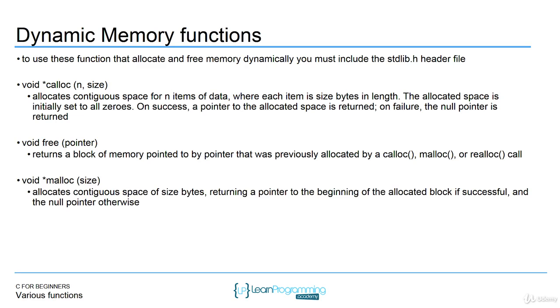malloc is a simpler version of creating memory. It doesn't actually initialize any data. It just takes the size as a parameter. It returns a void star, so you always need to cast it, just like with calloc, to whatever type of memory you're pointing to. If you're pointing to int or float, you have to cast that.